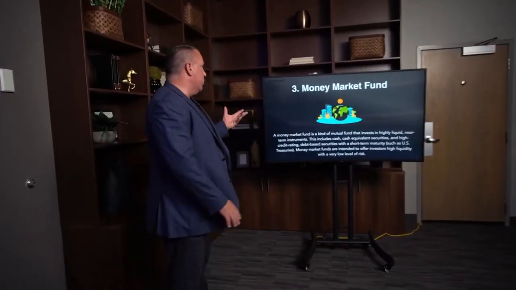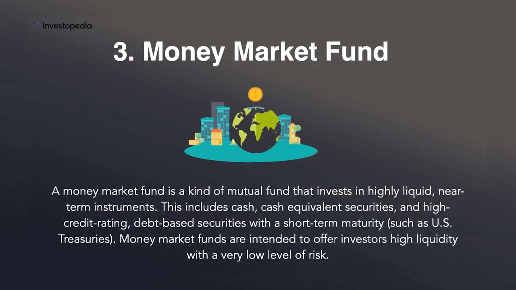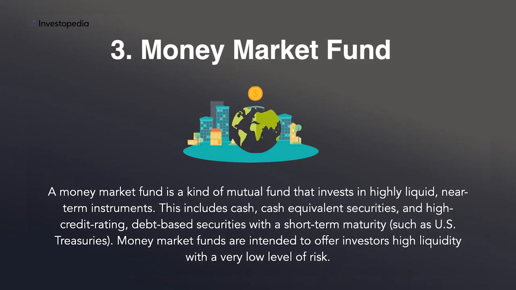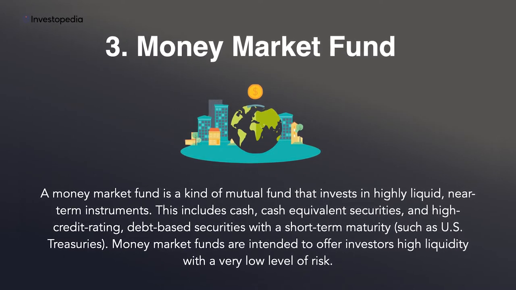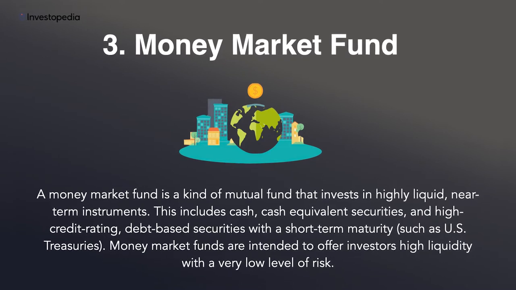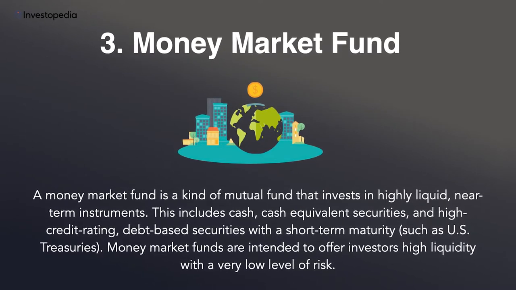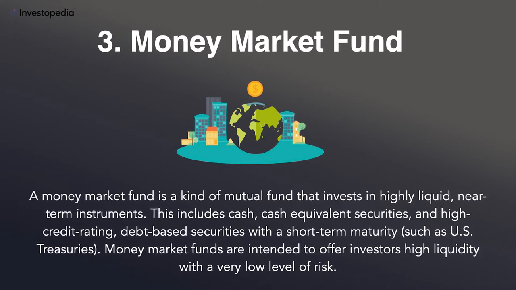So let's talk about number three, which is the money market fund. A money market fund is a kind of mutual fund that invests in highly liquid, near-term instruments. This includes cash equivalent securities and high credit rating, debt-based securities with a short-term maturity, such as U.S. Treasuries. Money market funds are intended to offer investors high liquidity with a very low level of risk, and that's according to Investopedia. It sounds, smells, and feels like, okay, this is very safe. Maybe it's going to do better than a savings account, but at the end of the day, it's not going to change your world if the market goes up or if the market goes down. Your money's going to kind of stay intact and you're going to have your principal.